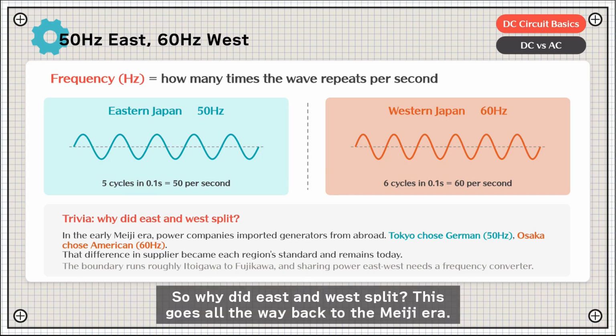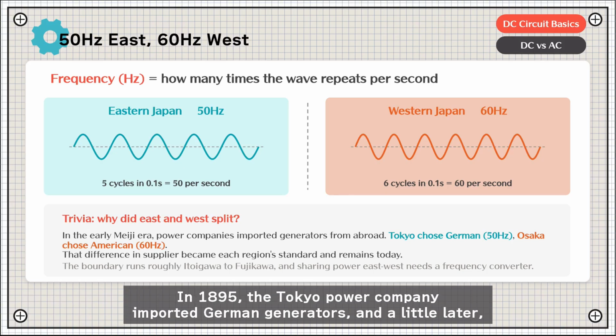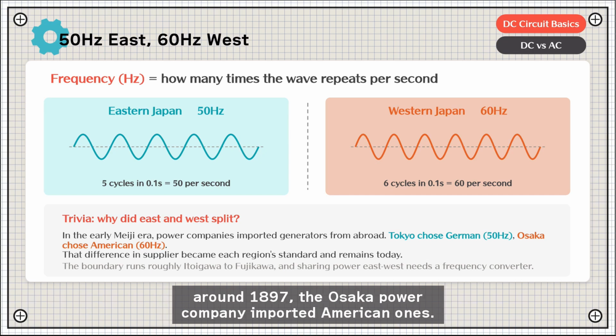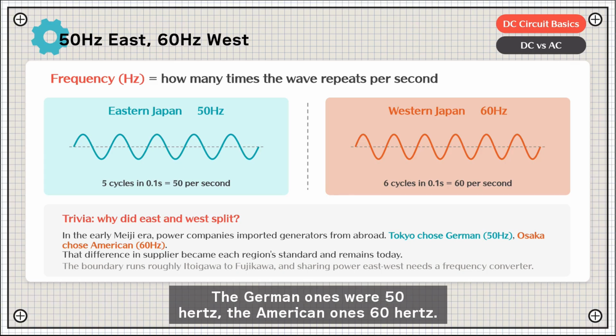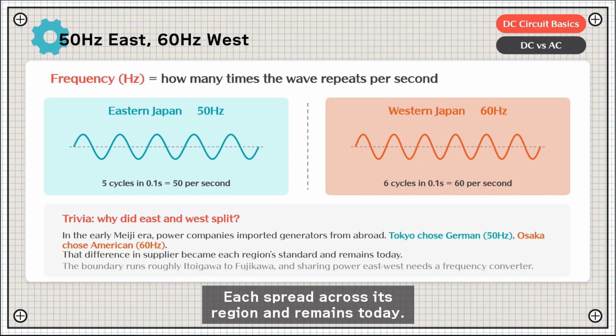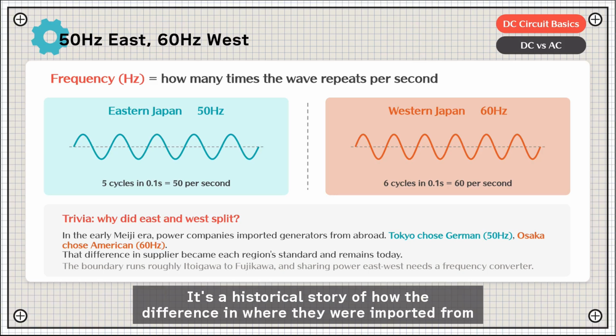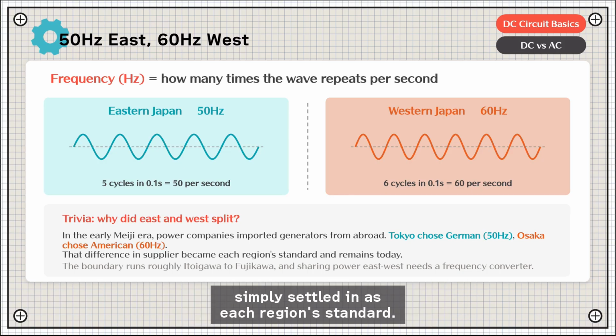So why did East and West split? This goes all the way back to the Meiji era. In 1895, the Tokyo Power Company imported German generators, and a little later, around 1897, the Osaka Power Company imported American ones. The German ones were 50 Hz, the American ones 60 Hz. Each spread across its region and remains today. It's a historical story of how the difference in where they were imported from simply settled in as each region's standard.